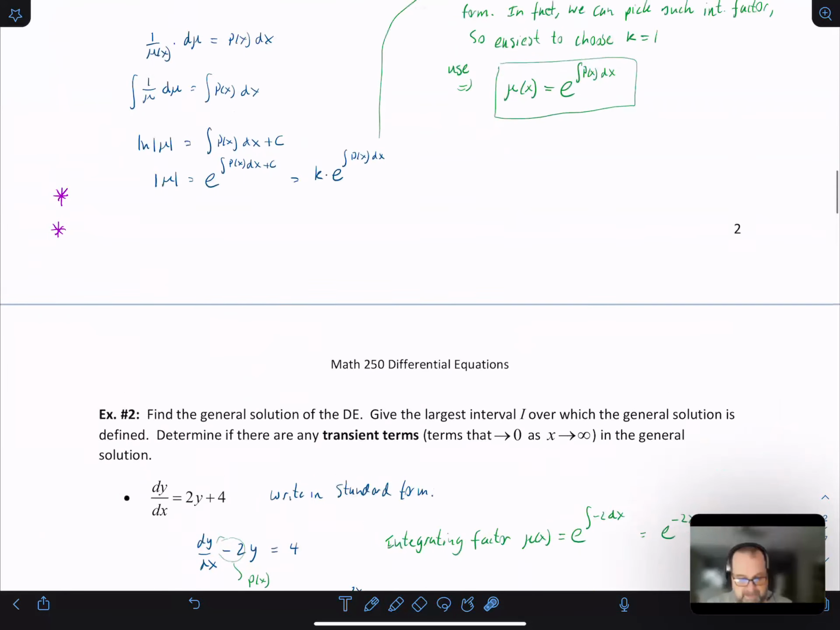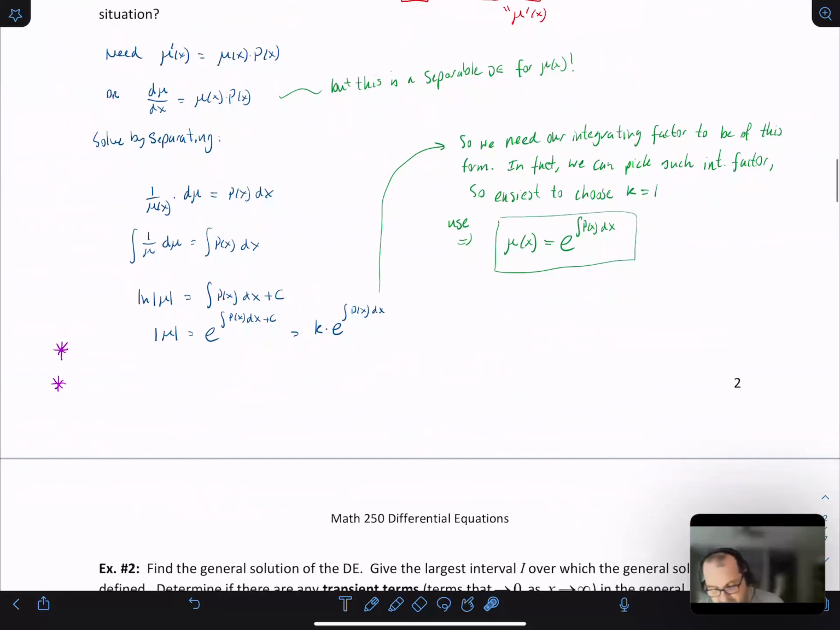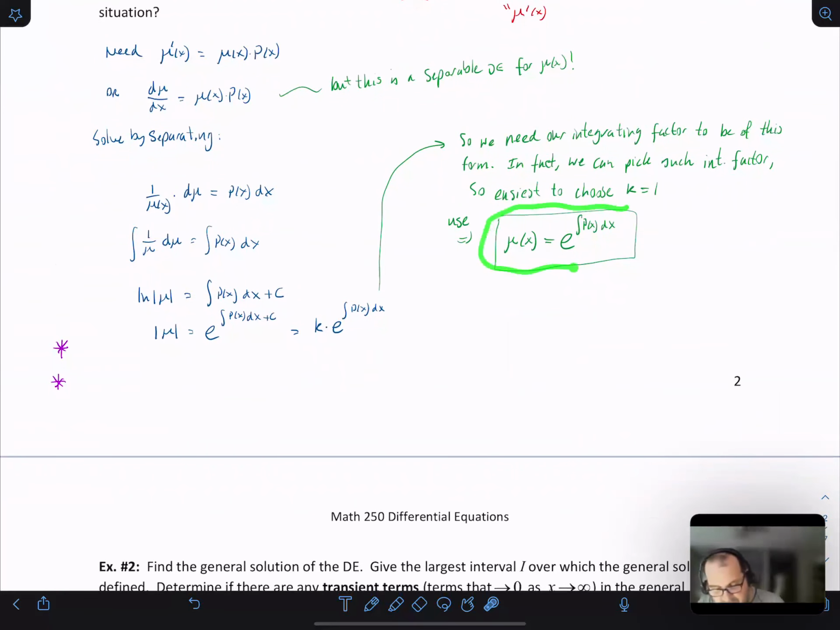All right, so give it a go. So this is the formula. Jot this down real quick. This is what you need in order to come up with a mu of x. So give this a try. And then there's another multiple choice to try this on.